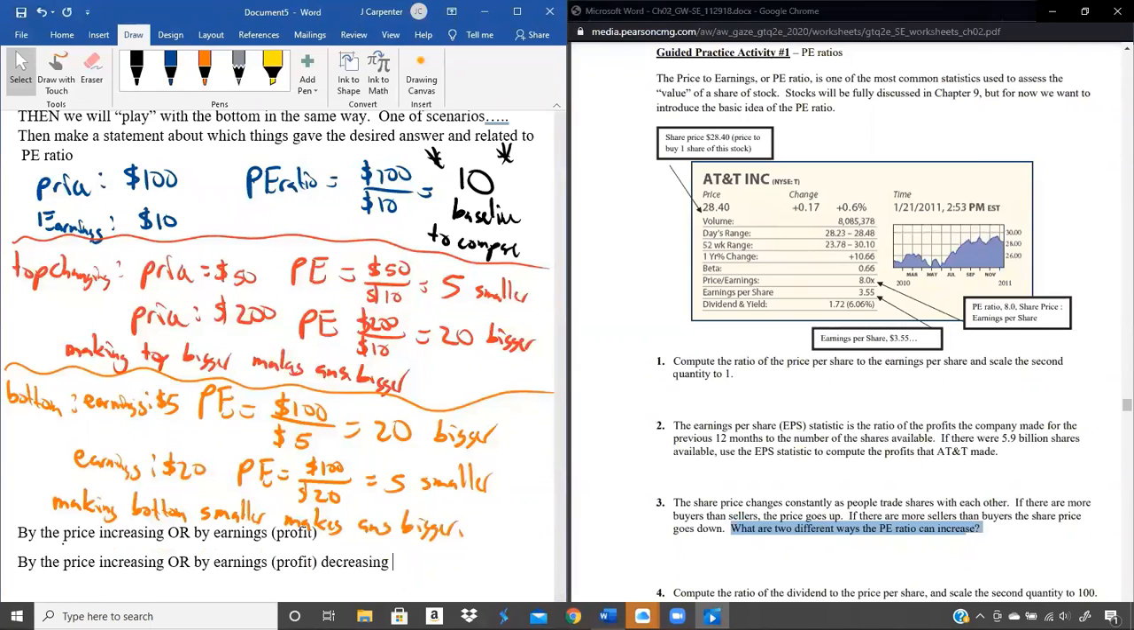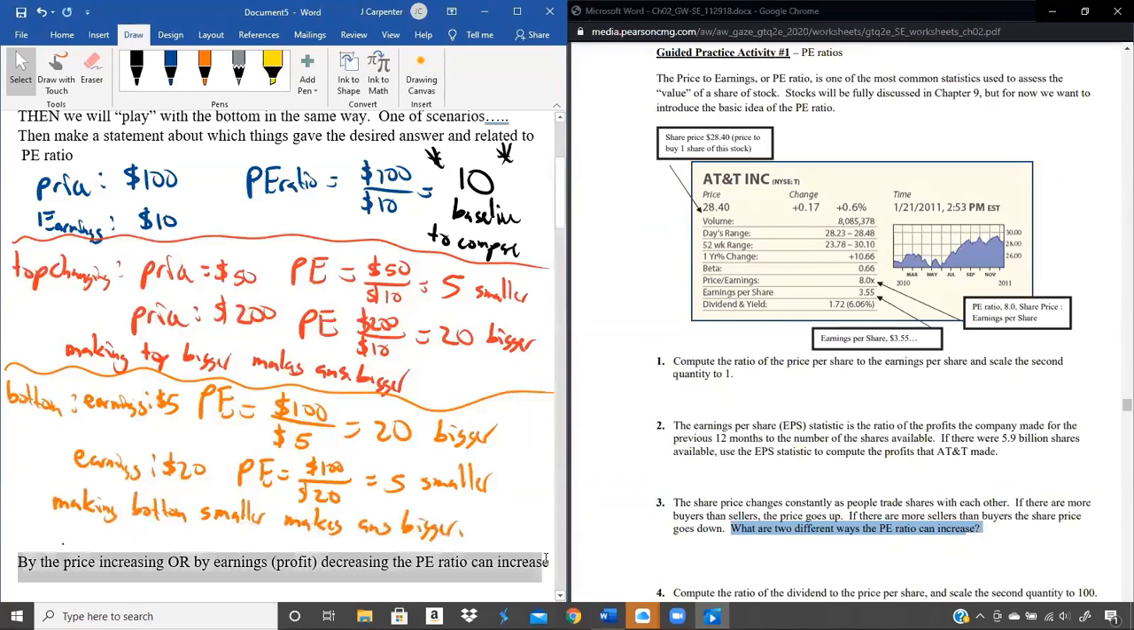So by the price increasing or by the profits decreasing, the PE ratio can get bigger. Let's just say can increase. This is the ultimate answer to number 3. If the price per share of the stock goes up, then the PE ratio goes up. Or if the profit goes down, the PE ratio can increase.